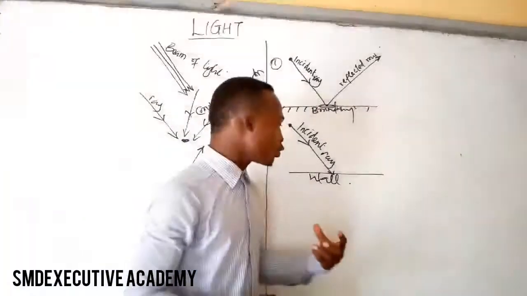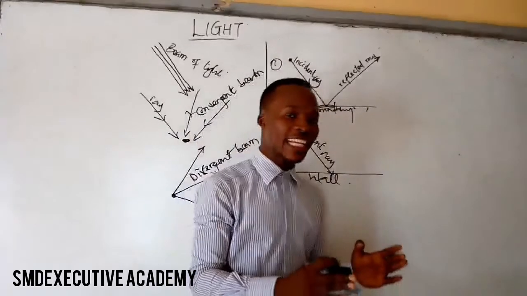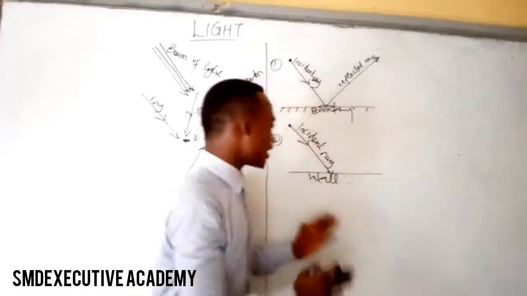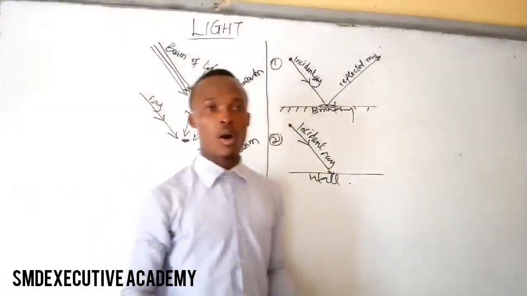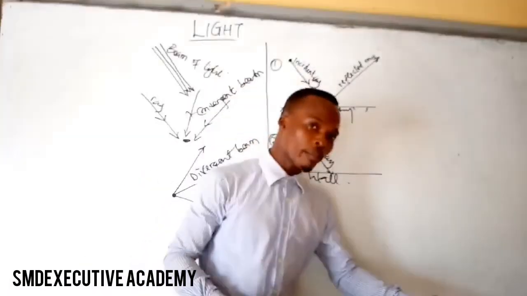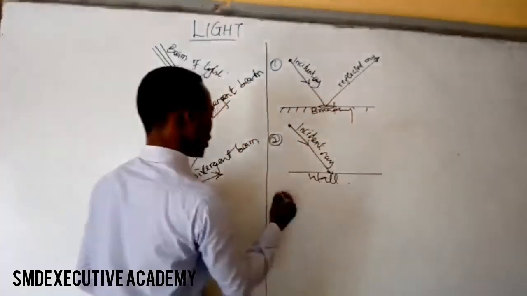Then what will the wall do? The wall takes all the energy of the ray. It absorbs everything. Nothing will be reflected. Nothing will come out of the wall. Then the shadow of the wall will be formed behind.